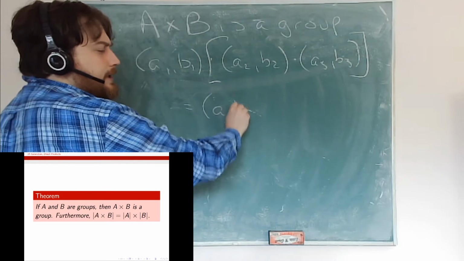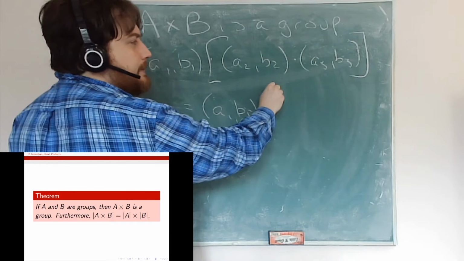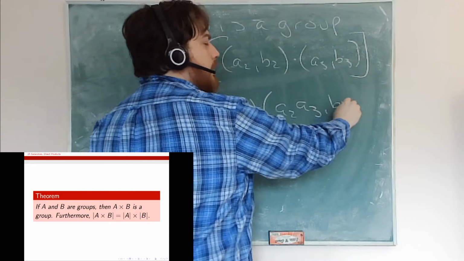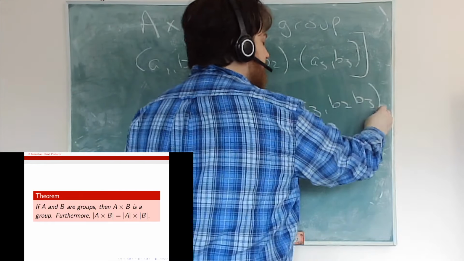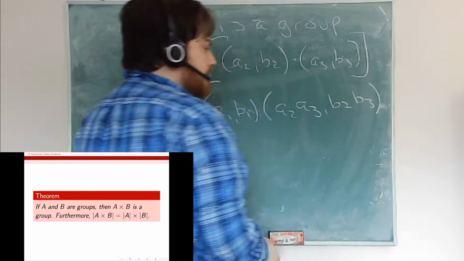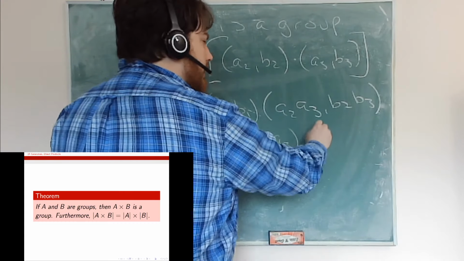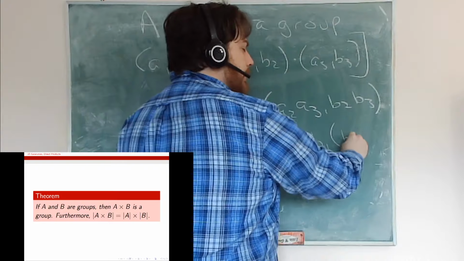Well, what we're going to get is (A1, B1) times, and if I multiply these, I get (A2 A3, B2 B3). And if I multiply again, what I get is (A1 times A2 A3) times (B1 times B2 B3).